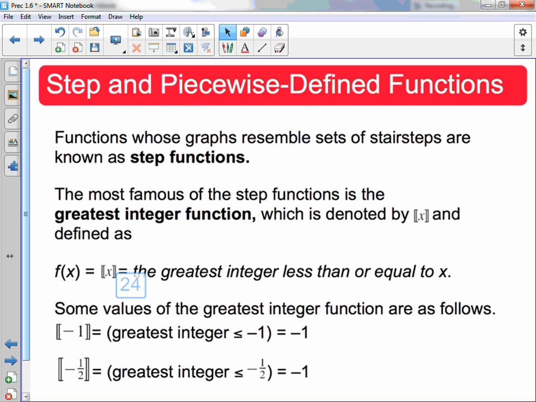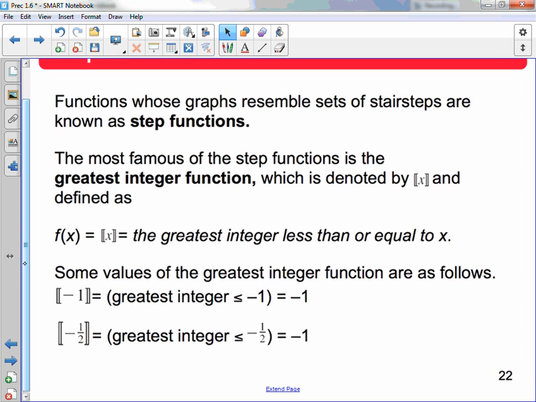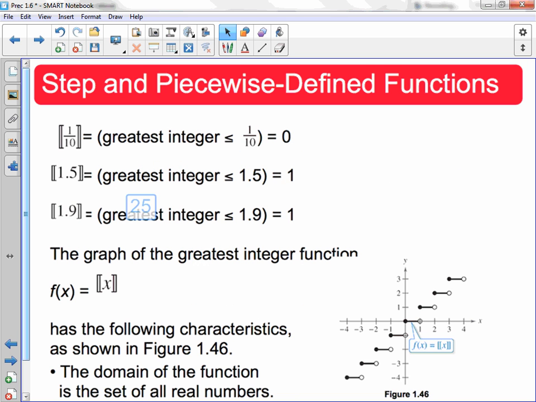Step and piecewise function. Now, this is the main thing we're going to focus on for this lesson: a step function. A step function is the greatest integer less than or equal to x. Some values of the greatest integer function are as follows. So the step function of -1, the greatest integer less than or equal to -1 is -1. So -1/2, the greatest integer less than or equal to -1/2 is still -1.